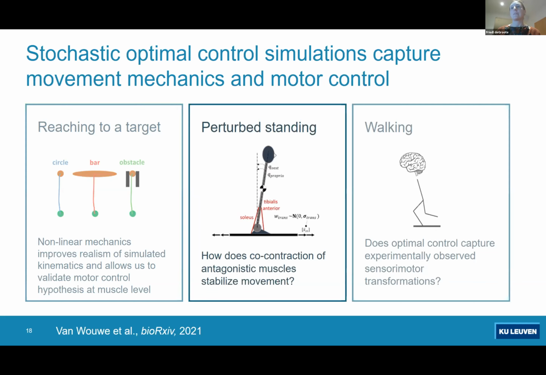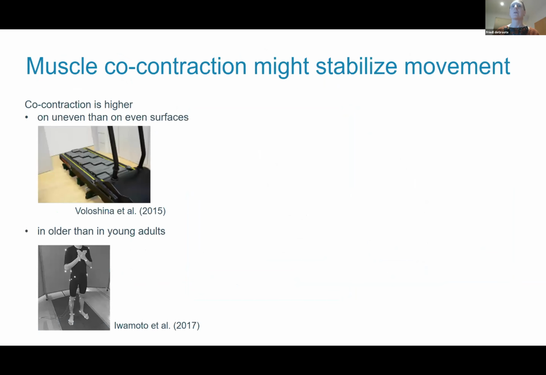Next, we used our stochastic optimal control framework to evaluate whether optimal control predicted muscle co-contraction during perturbed standing. Co-contraction of antagonistic muscles is frequently observed during movements that are new or challenging. For example, co-contraction is higher when walking on uneven than on even surfaces and during perturbed standing in older adults than in younger adults.